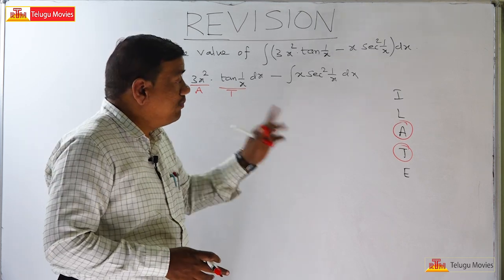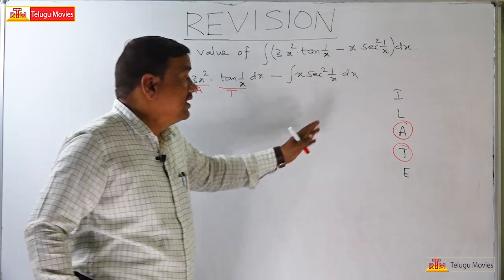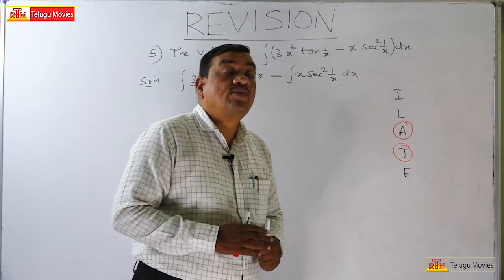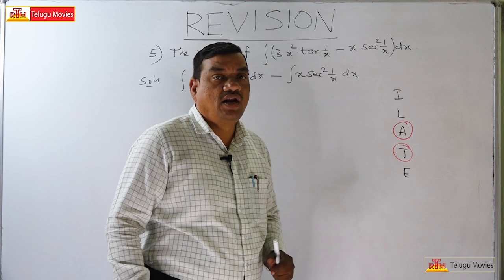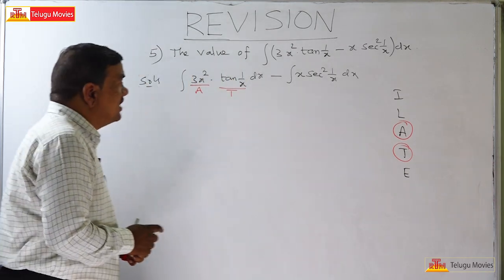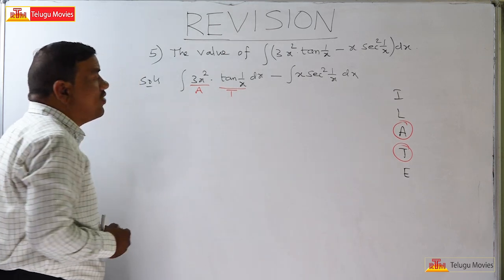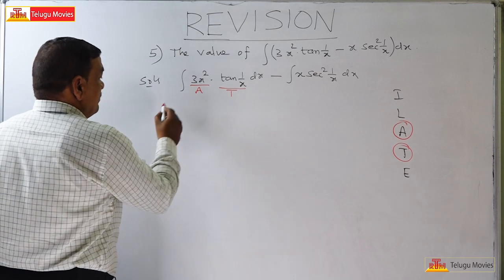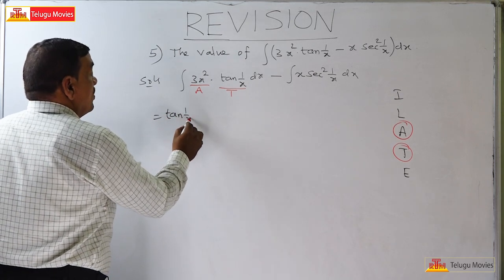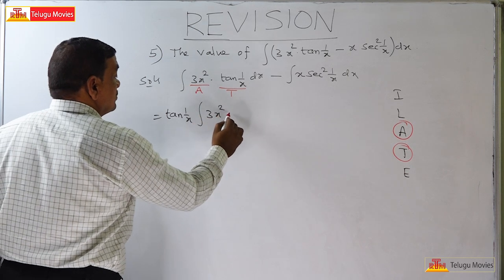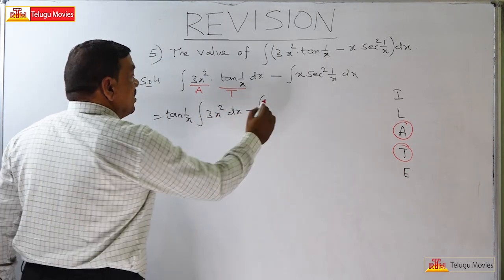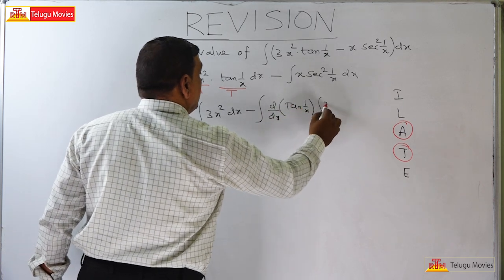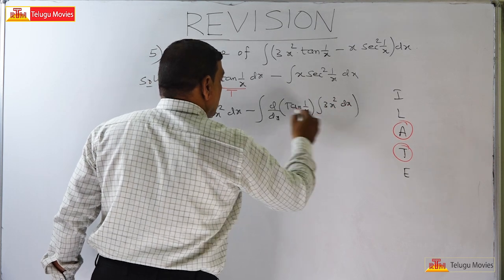So you have to break the rule here. This rule is not for all problems. There are certain problems where you have to break this rule. So in reverse order only I am taking. That means first take tan of 1 by x outside, contrary to that. So this is equal to tan of 1 by x into integral of 3x square dx minus integral of d by dx of tan of 1 by x, again integral of 3x square dx, whole dx.